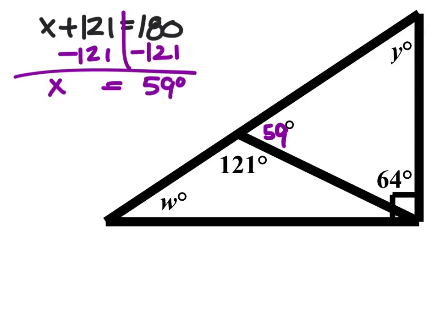Now there's another angle we can solve for here. With that 90-degree angle, it's been split up. One of those parts of that 90-degree angle is 64 degrees. So we have a complementary relationship between that 64 degrees and that other missing angle. Now we don't necessarily have to find it because it didn't ask us to, but we can solve for it if we want. I'm going to, just because it's good practice.